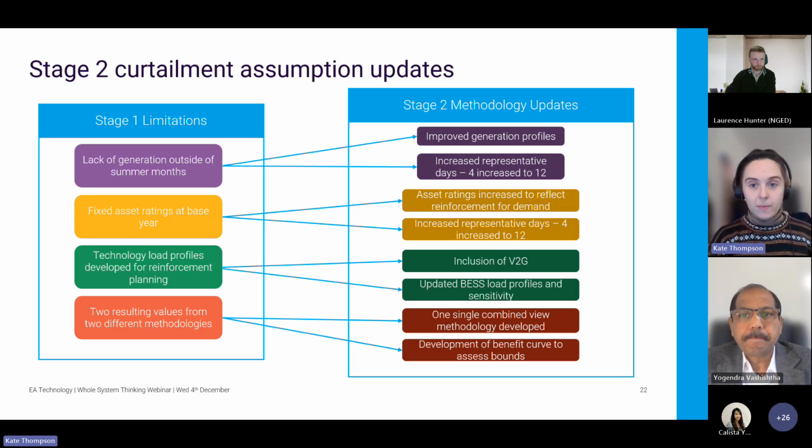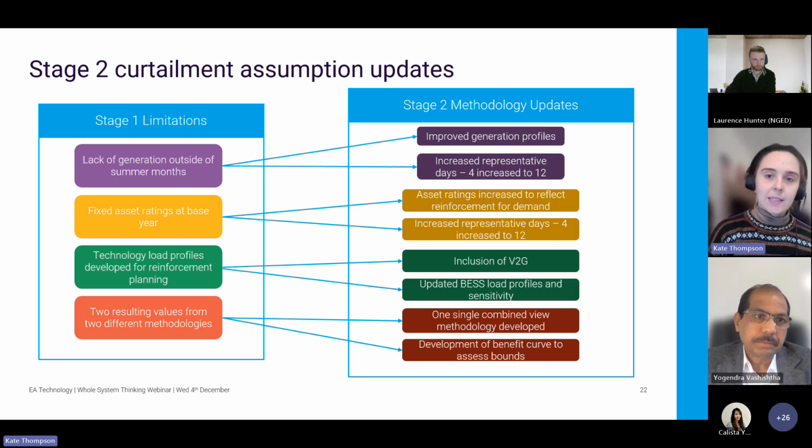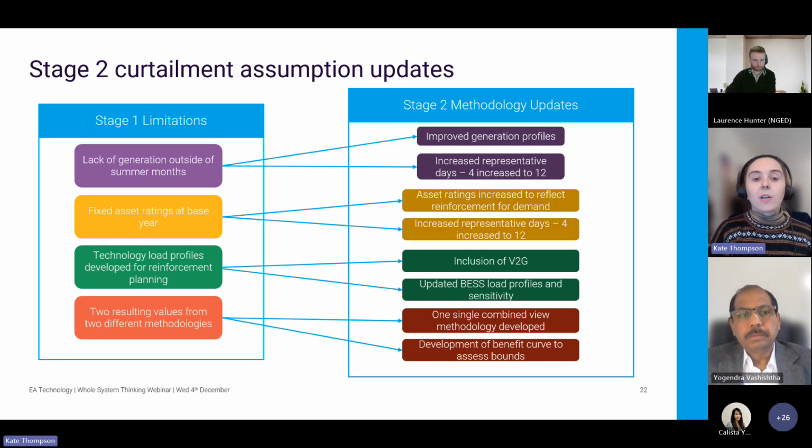We used in stage 1 a fixed rating of our assets, but we know in reality this isn't how the networks work, and in fact we ensure that there is sufficient capacity for demand, and therefore the asset ratings would not be static to our 2023 year and would in fact grow. This could limit curtailment and reduce the volumes that we were seeing if reinforcement is large enough for demand. So we considered this. We increased our asset ratings to reflect demand.